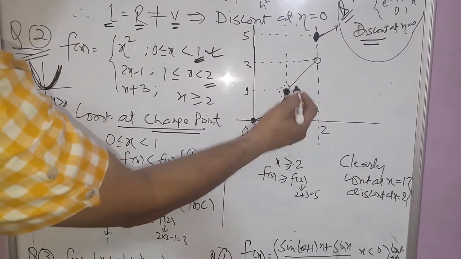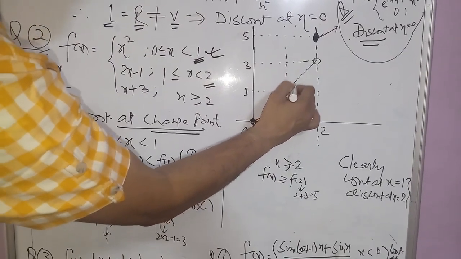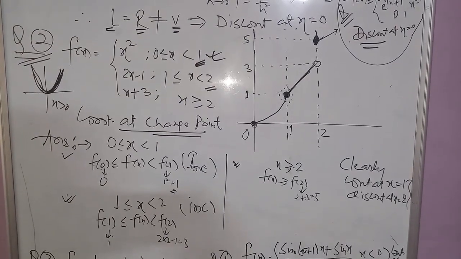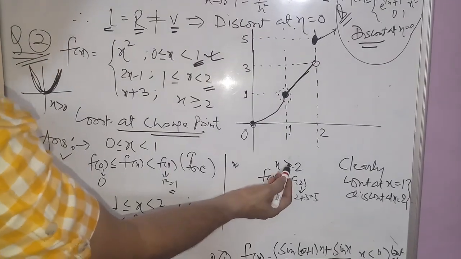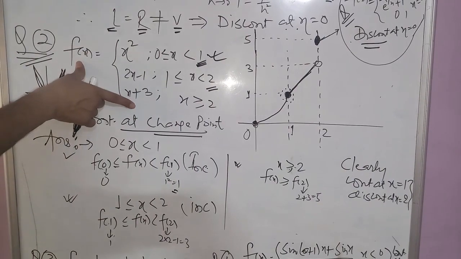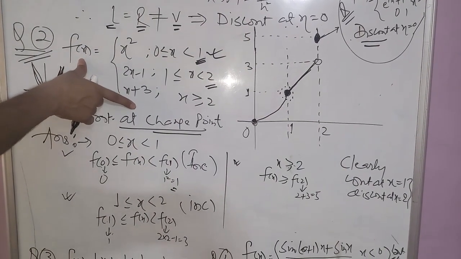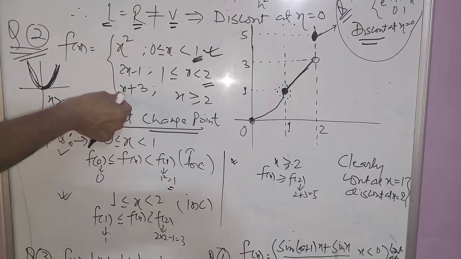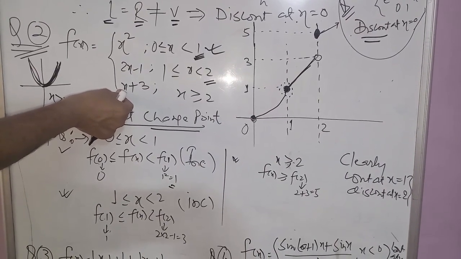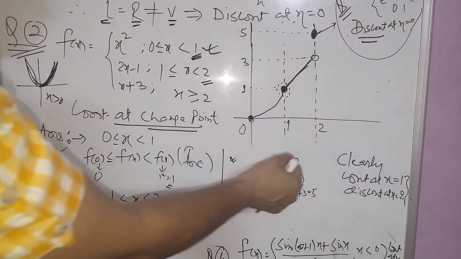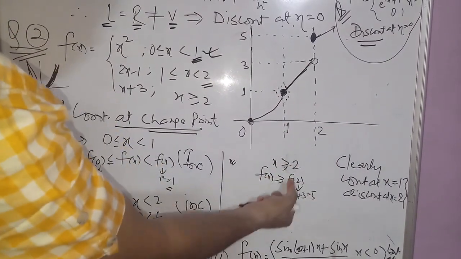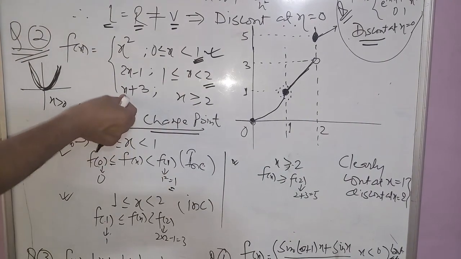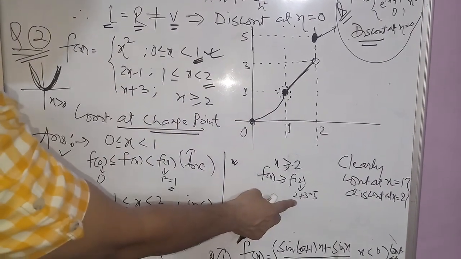1 and 3. So then this portion y equal to 2x minus 1. And last, when x greater than equal to 2, y equal to x plus 3. Again, y equal to mx plus c, here m equal to 1 positive. So, a straight line is rising. When x greater than equal to 2, fx greater than equal to f2, 2 plus 3, that is 5.